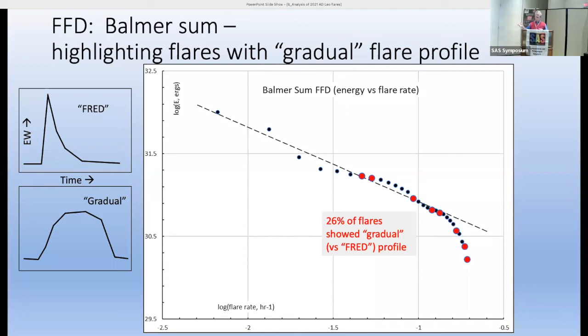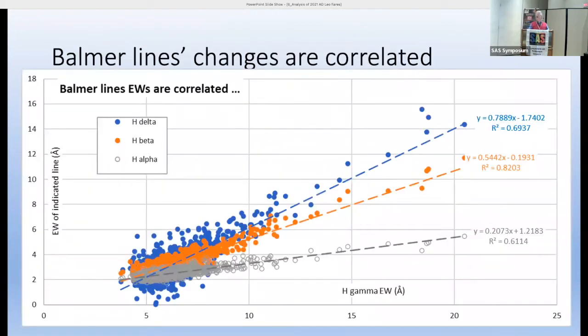I mentioned the flare identification algorithm that I'm using looks for that rise and fall of equivalent width in at least 2 of the Balmer lines at the same time. Here's a plot over the entire data set of the equivalent width in the H gamma line on the horizontal axis and the equivalent width of the other Balmer lines, alpha, beta, delta, on the vertical axis.